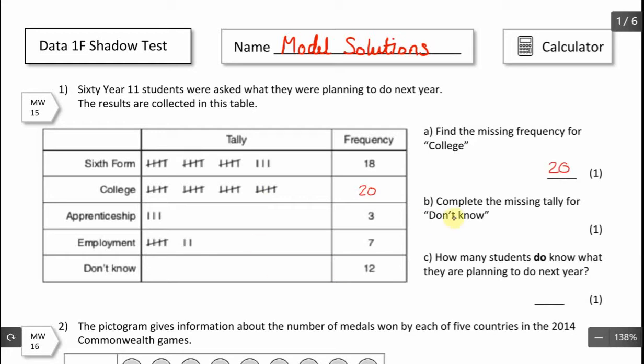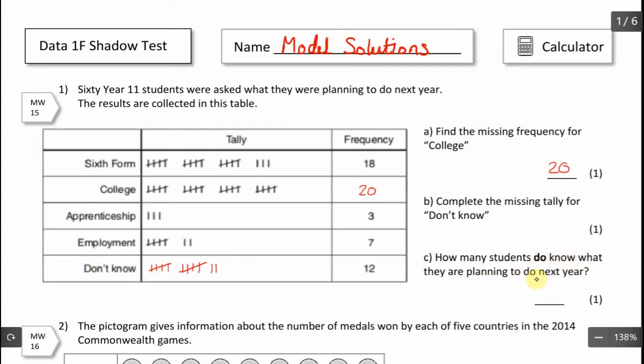The missing tally for don't know. We were told that 12 people said don't know, but there's no tally. So we need to put 12 people in here. So 1, 2, 3, 4, 5, 6, 7, 8, 9, 10, 11, 12. There we go.